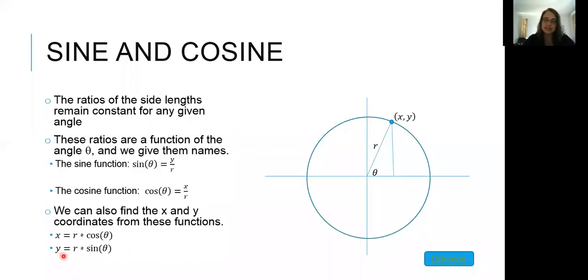The y-coordinate is also a function of the angle, and it is given by the radius multiplied by the sine of the angle theta. Now we can use these definitions either way. We can use them to find the x or y coordinates, or we can use the x and y coordinates and the radius to find the cosine or sine of the angle. Okay.